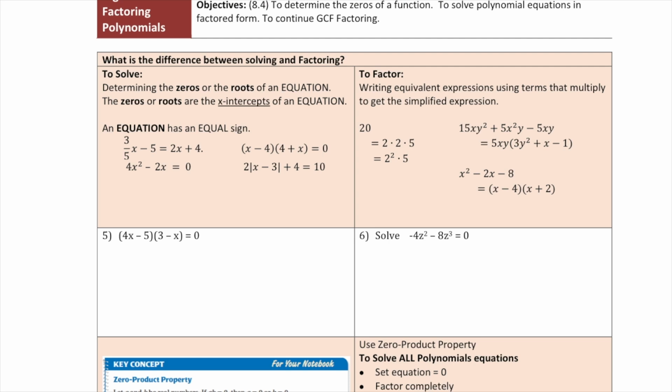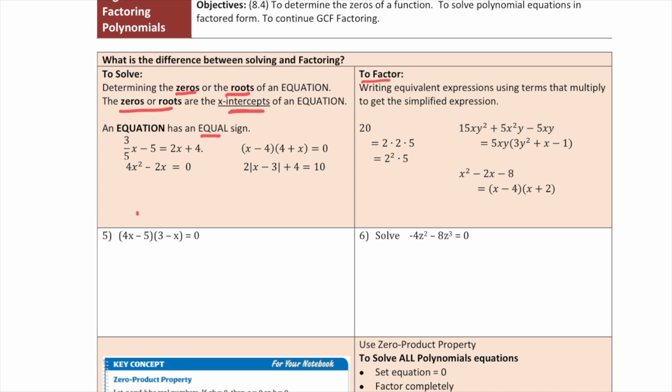So what is the difference between solving and factoring? To solve means we're looking for the zeros or the roots of an equation, and your zeros or roots are the x-intercepts of an equation. An equation has an equal sign. So these are examples of problems with equal signs.